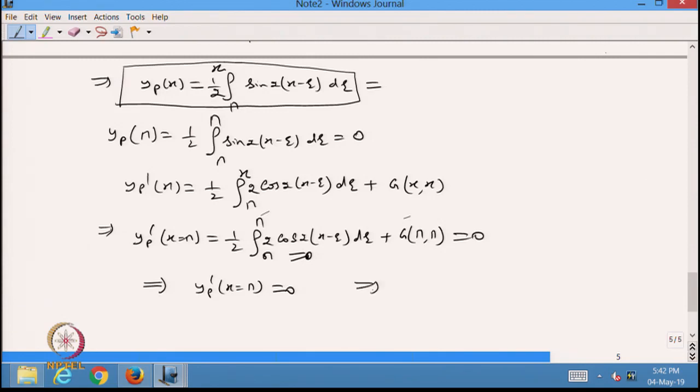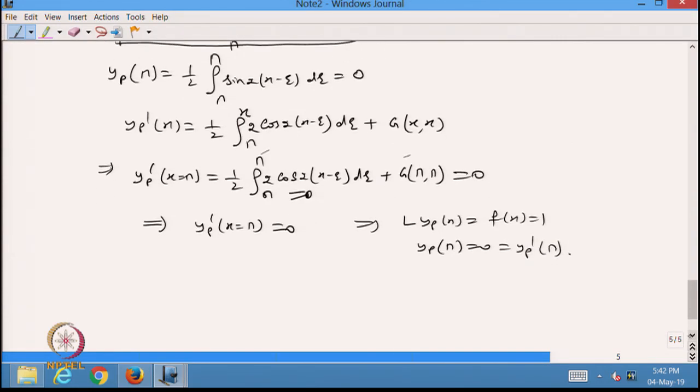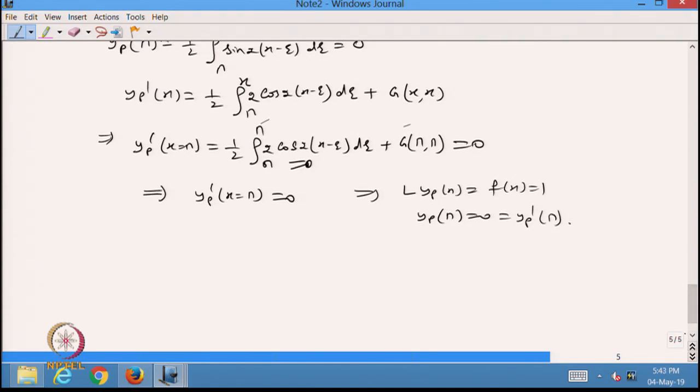So, from here I can say that my L of y_p is equal to f(x), that is equal to 1, and it is satisfying the homogeneous initial conditions, that is y_p equal to 0 and y_p' equal to 0. So, from here I am able to solve this one.